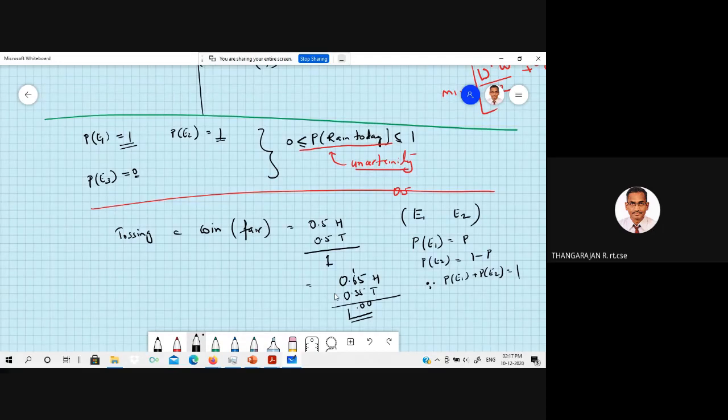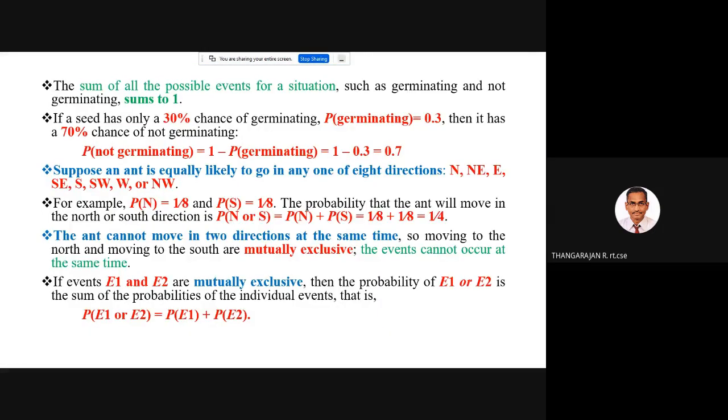So if there are two events and the probability of one is known, the probability of the other is automatically known, because the sum of the probabilities cannot exceed 1. The probability can be a value between 0 and 1. As I said, the probability can have a value between 0 and 1. That's what is mentioned here.